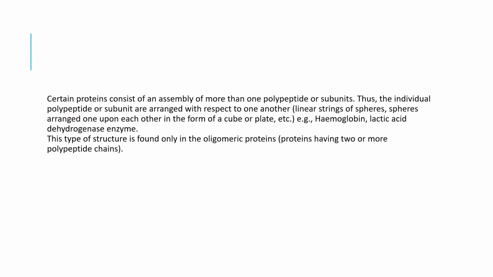Certain proteins consist of an assembly of more than one polypeptide or subunits. Thus the individual polypeptides or subunits are arranged with respect to one another. As I already told you, examples are hemoglobin and lactic acid dehydrogenase enzyme. This is seen in oligomeric proteins, that is proteins having two or more polypeptide chains.